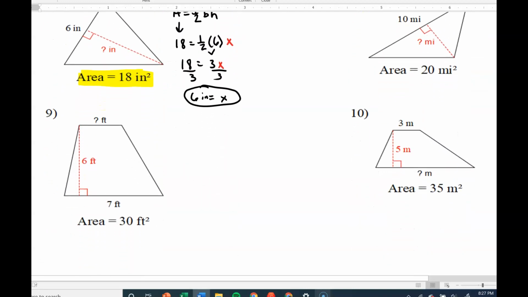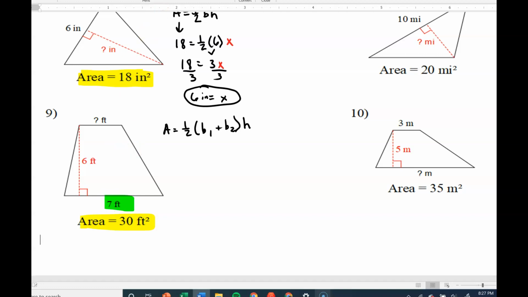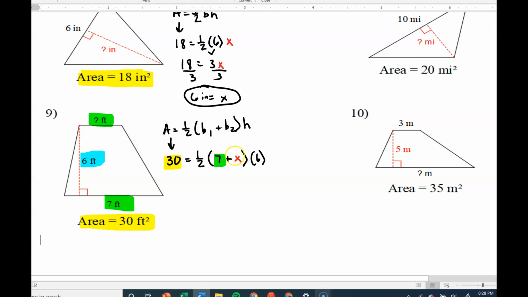This is kind of difficult, but by now you should know the area formula for a trapezoid. What is the area formula for a trapezoid? Area is equal to 1/2 base 1 plus base 2 times height. I give you the area, I give you a base, and I give you a height, but you need to find this other base. So let's plug in what we know. You know your area, that's 30. You know one of your bases, that's 7. You don't know your other base, that's the x, and you know your height, that's the 6.